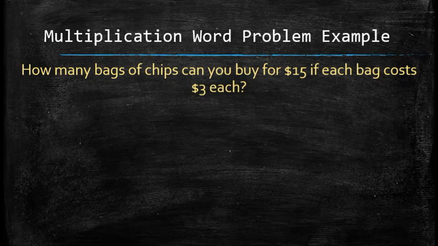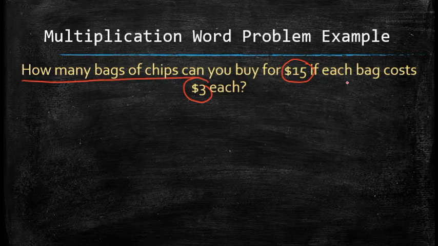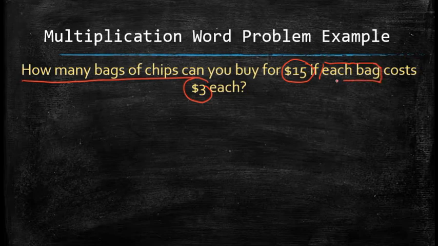All right, so the next problem: how many bags of chips can you buy for $15 if each bag costs $3 each? So I'm going to circle my numbers here. They're asking how many bags of chips can you buy? And here, this "each bag" gives us a clue as to what kind of operation we're working with. Like I said before, it will indicate on your test: this is a multiplication word problem.